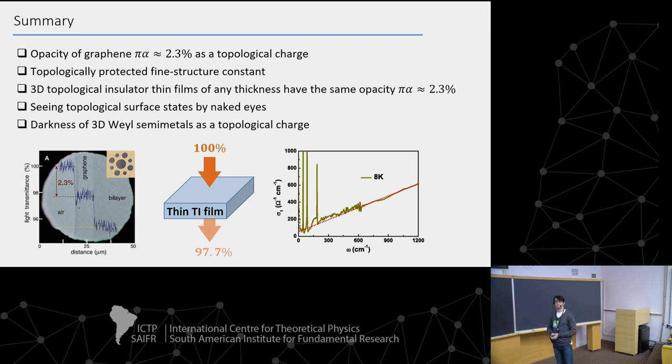Yeah, you can answer that. Yeah. So it turns out that graphene has the 2.3% opacity because you have two Dirac cones and two spins, whereas here you have top and bottom, and each one has one Dirac cone. But then you also have two spins, so it's pi alpha. They come in together, right? Exactly. Yeah, that's what we're proposing. So you can just grow a 3D TI film, look at it through an infrared lens. Any thickness of them should have the same opacity.